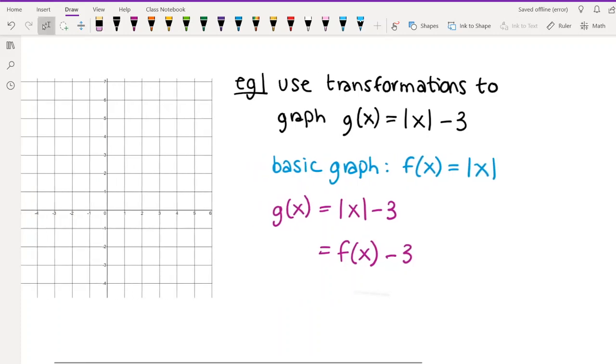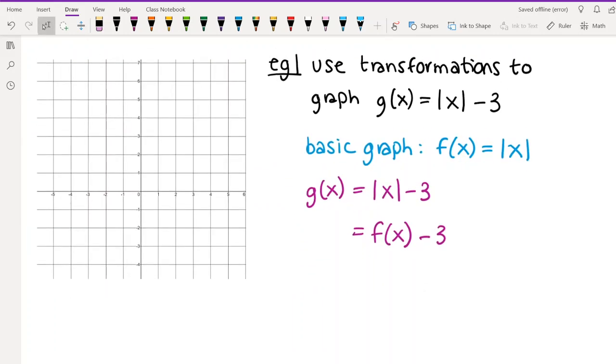So the next question is, what kind of transformation is that? What is that actually going to do to our graph? We know that if you add or subtract from your function as a whole, that's going to shift your graph vertically. And we also know that vertical shifts go the direction that you would expect. So if we're subtracting 3, that's going to shift our graph down by 3. Let's start by sketching the original graph first. So f of x equals absolute value of x looks like this.